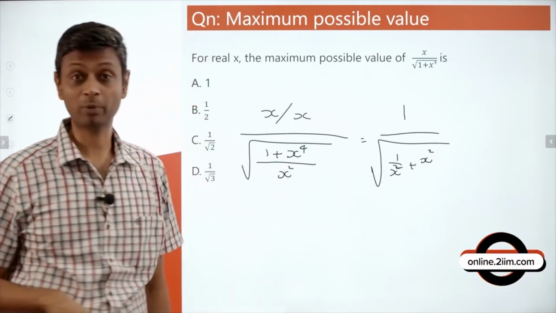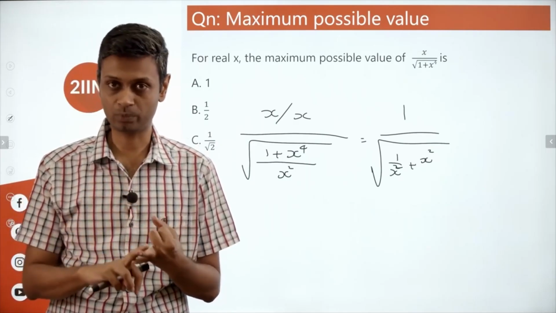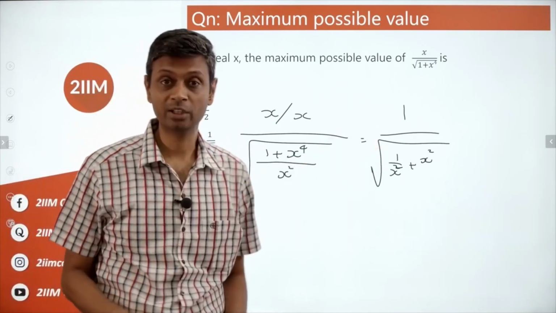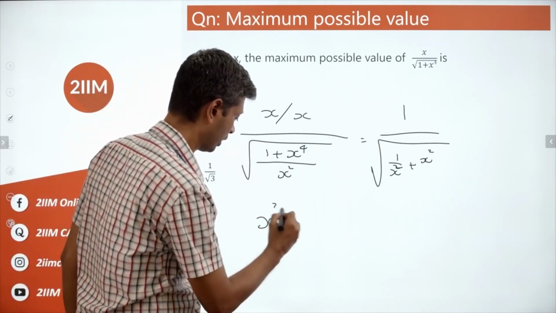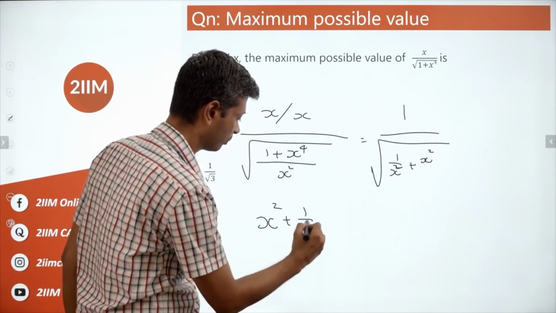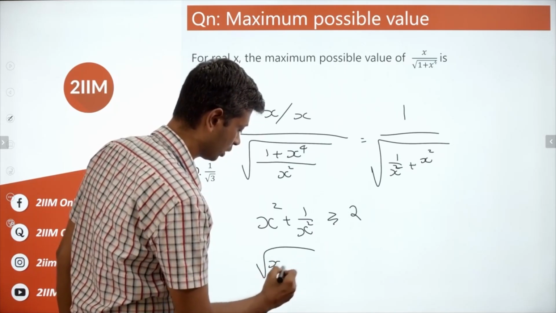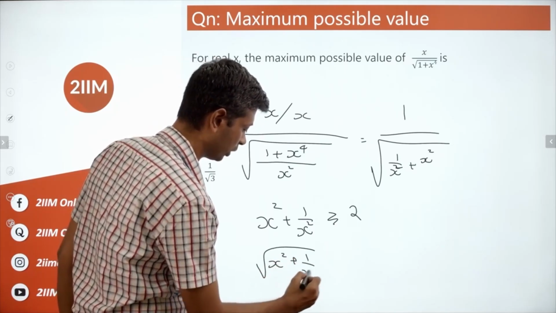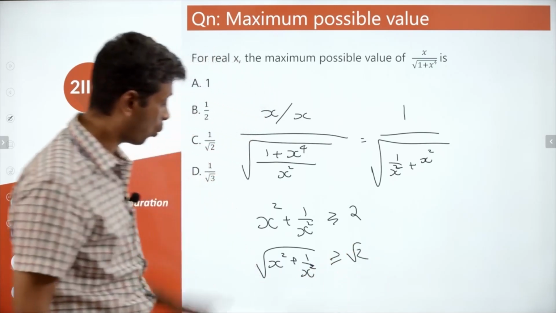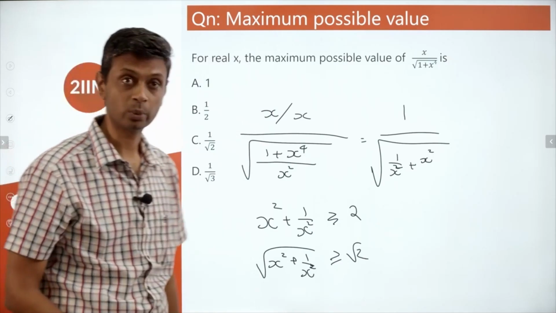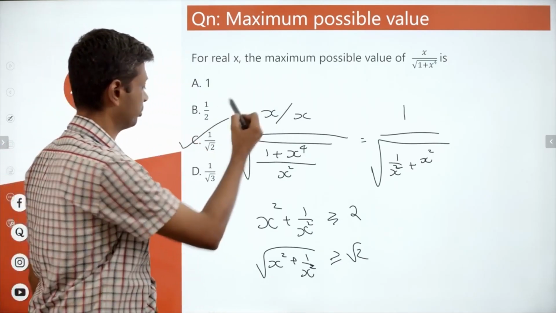We've already seen this in a couple of questions. X plus 1 by x is either greater than or equal to 2 or less than or equal to minus 2. 1 by x square plus x square is always greater than or equal to 2. Fine. So I'm going to start with this. X square plus 1 by x square is greater than or equal to 2. Or square root of x square plus 1 by x square is greater than or equal to root 2. 1 by square root of x square plus 1 by x square is less than or equal to 1 by root 2, or the maximum possible value is 1 by root 2.